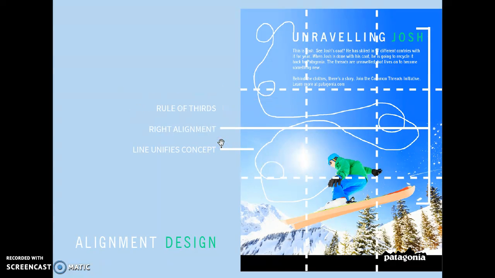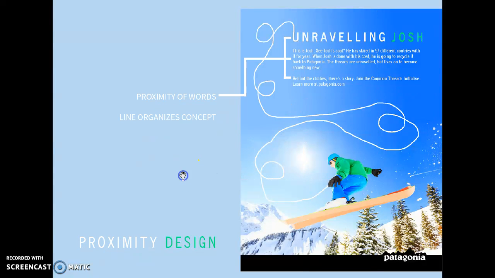So the next one is alignment. This is right aligned, so everything's pushed over to the right. I felt like that worked better for the picture that I picked. But then I still have the rows of thirds. It intersects in the bottom half of the picture. And then I have that line that unifies and brings the alignment all together in the picture.